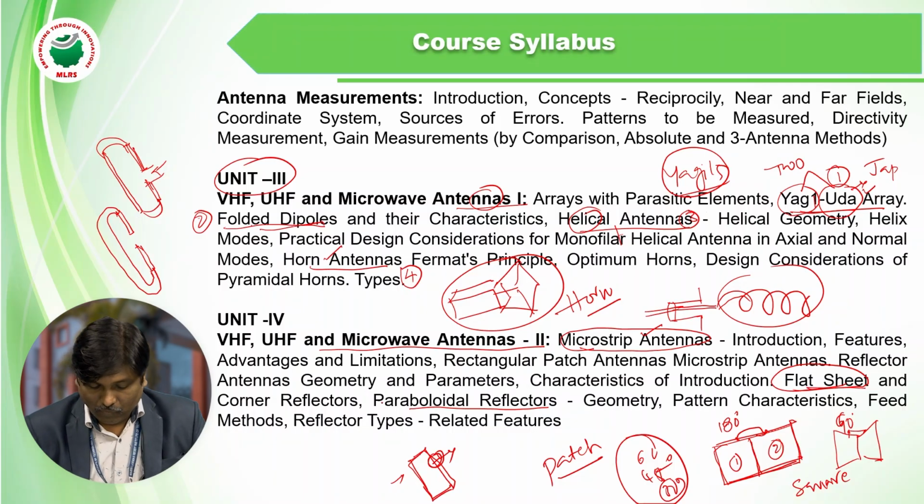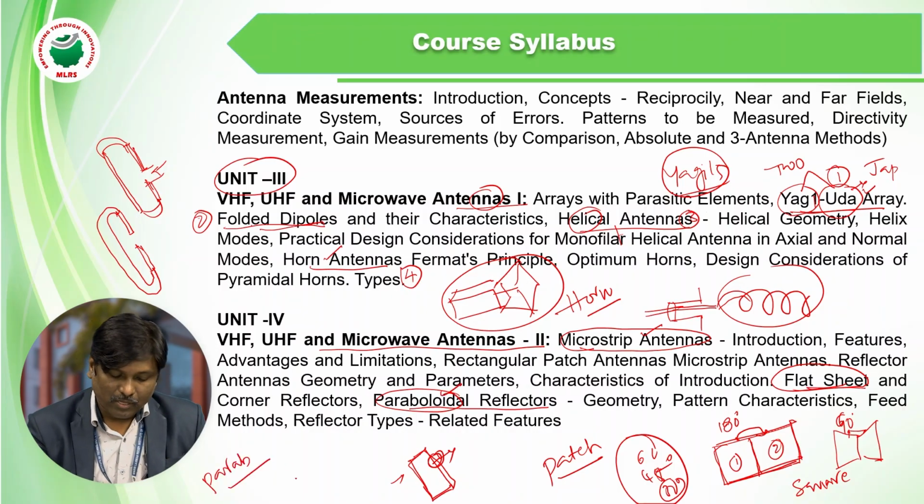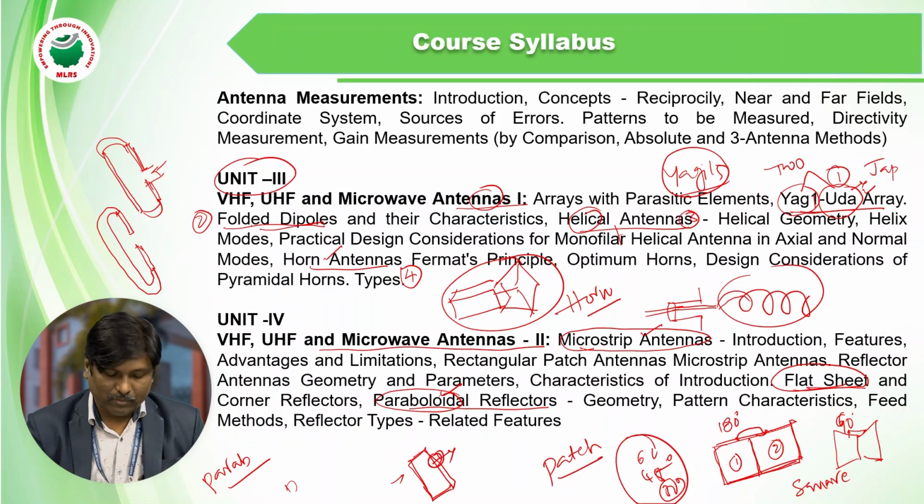Okay, one more antenna in reflectors is the paraboloid reflector. It is more preferable now. Our D2H, direct to home, all of these use paraboloid reflectors. So in the fourth unit we concentrate on two different types of antennas. One is the microstrip antenna, an example is our mobile. The second one is reflectors. In that, the paraboloid reflector is there, and its example is D2H or direct to dish antennas.